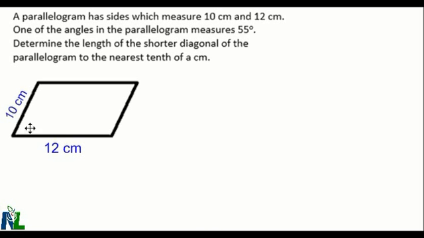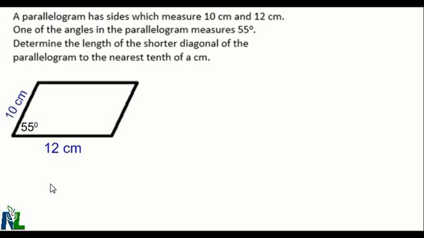If we notice, in a parallelogram, opposite sides are equal to one another. But from the diagram, we can tell that we have an acute angle right here, and this angle right here would be an obtuse angle, meaning larger than 90 degrees. It says we have an angle of 55 degrees, so I'm going to use 55 degrees to indicate this angle.